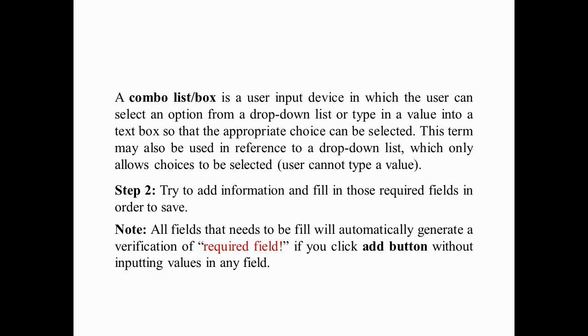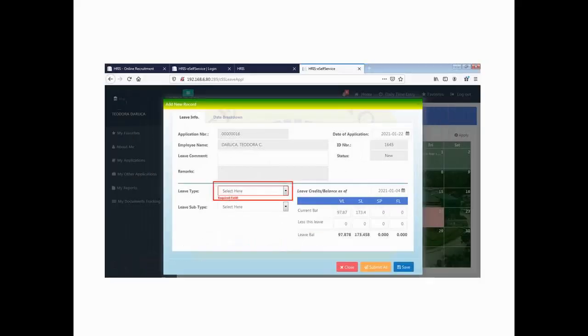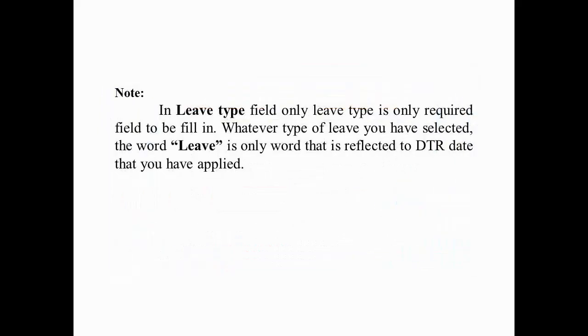Step 2. Try to add information and fill in those required fields in order to save. Take note, all fields that need to be filled will automatically generate a verification of required field if you click the Add button without inputting values in any field. Take note, in the leave type field only, leave type is the only required field to be filled in.